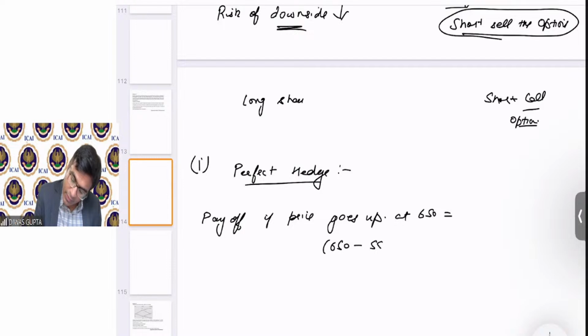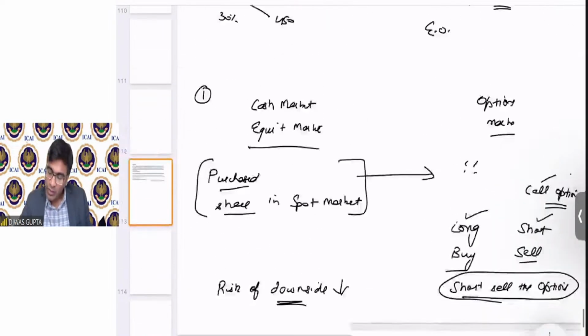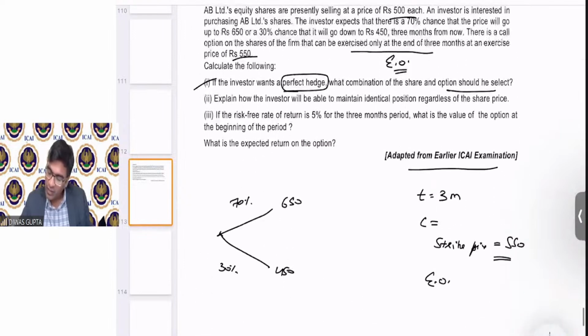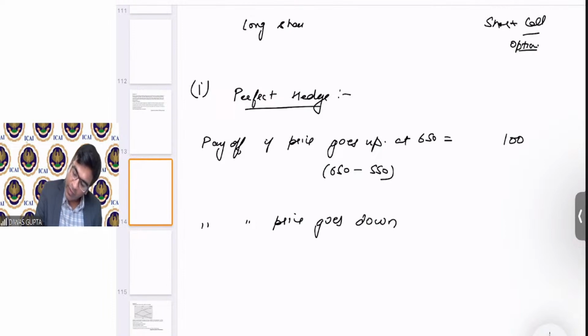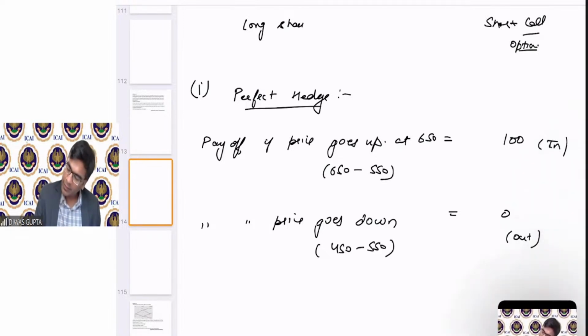650 minus 550, students. Yes, all this is based on the speculation, Suraj. 650 minus 550. Where is 550? It is the strike price. Yes. So it will be 100. Correct. Payoff if the price goes up to 650. That means the call option will be in the money by 100 rupees. Payoff if price goes down will be 0, because the price going down to 450 minus 550 is out of the money.